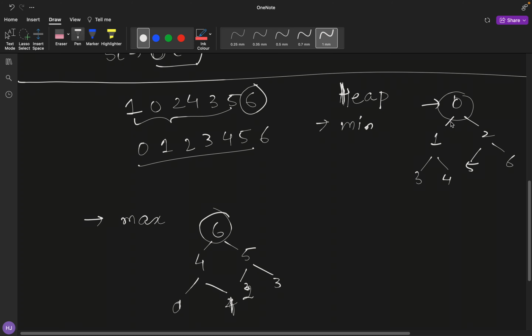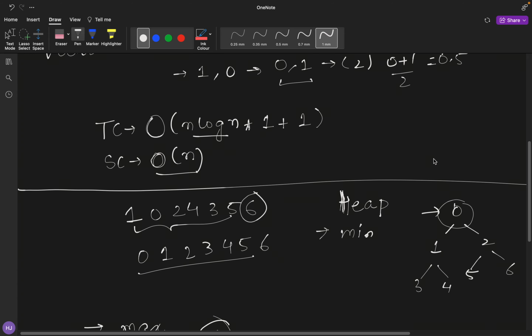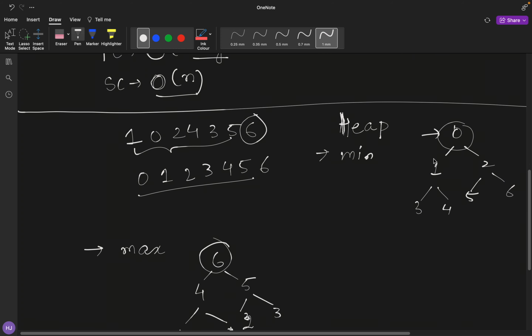But wait, since we have to compute the median, and in the previous solution we computed our median in O(1), we have to improvise the solution for using heaps in such a way that we are able to calculate our median in O(1) time complexity. So how do we achieve it?